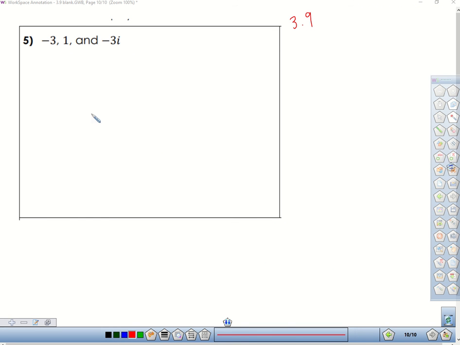So we want to find the polynomial in standard form from this. So this would just be x plus 3 from this times x minus 1 times x plus 3i. But complex numbers always come in pairs. So, or this is an imaginary number. Could be written in complex form, b plus 0. So this would be minus 3i, like that.